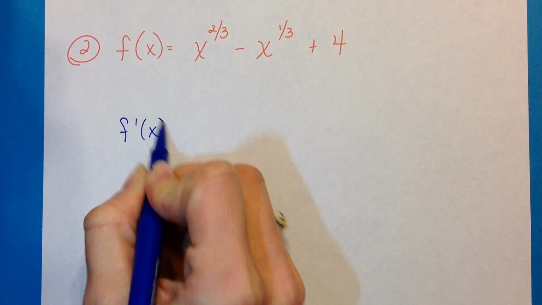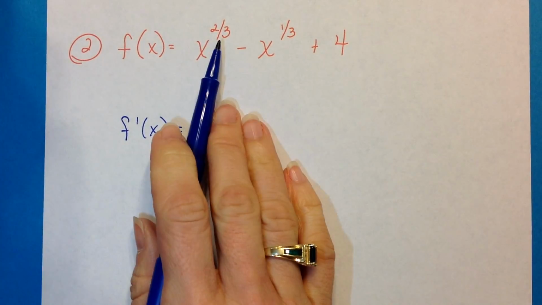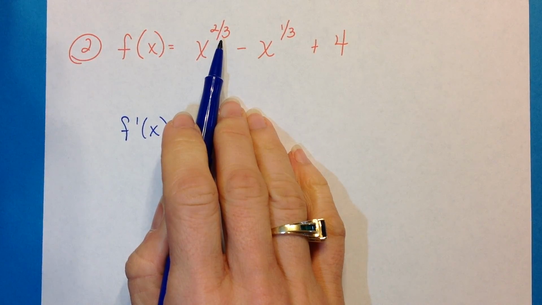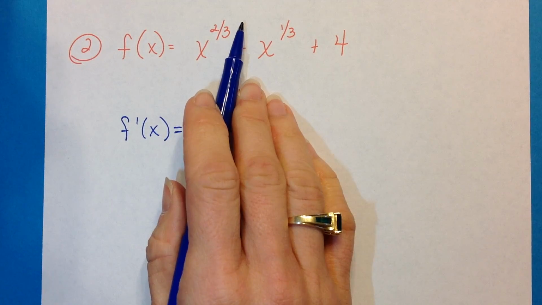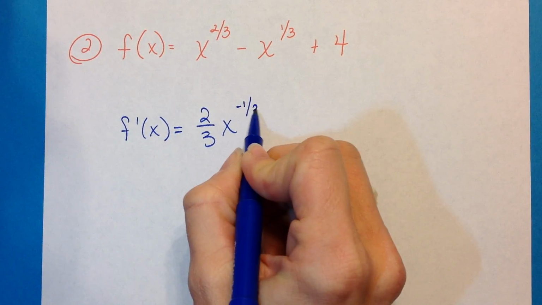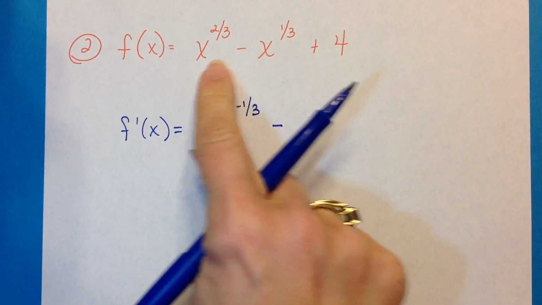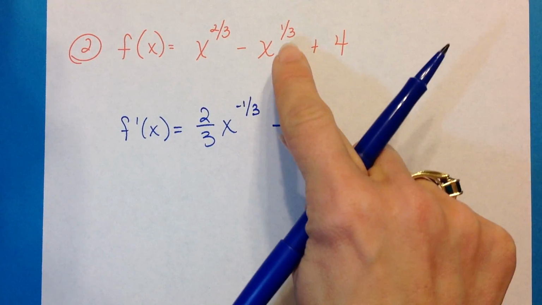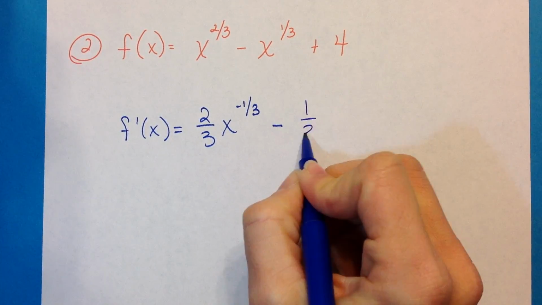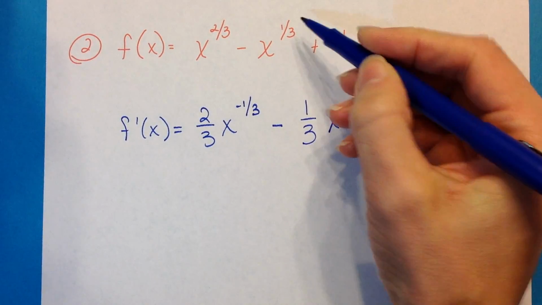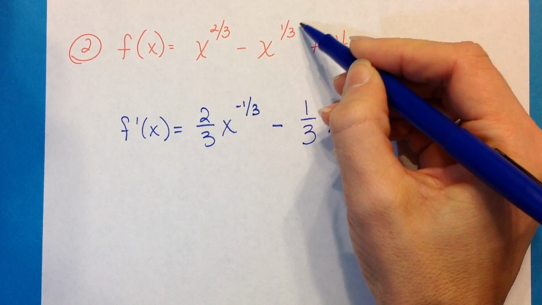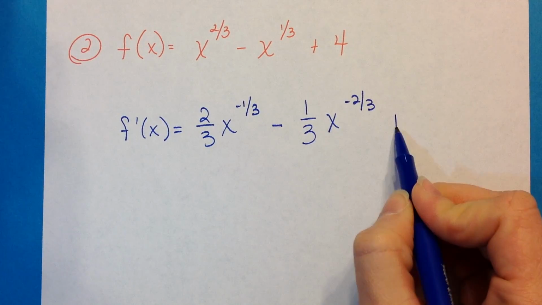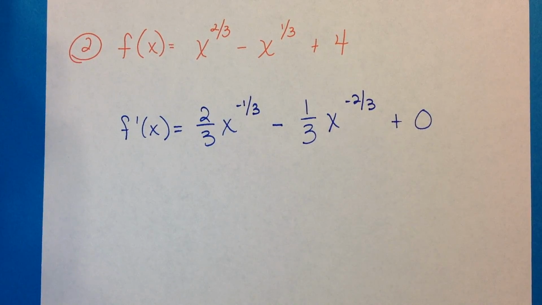So f prime of x. Okay, so using my power rule, take my power, bring it to the front. But then I have to decrease my power by 1, so you're going to have to do 2/3 minus 1, and that's going to be a negative 1/3. Minus, now remember these are being added and subtracted, so you are allowed to take the derivative of those individually. Okay, so next term, bring your power to the front, times x, and again reduce by 1, so 1/3 minus 1 is going to give me a negative 2/3. And then the derivative of a constant, as we've already seen, is just 0.